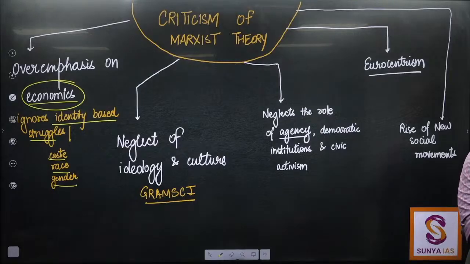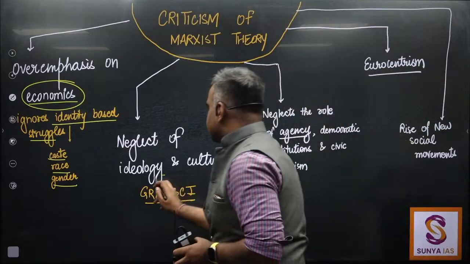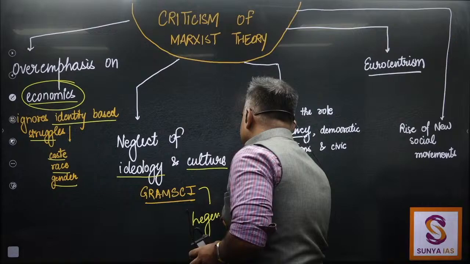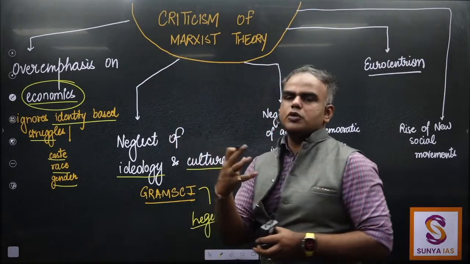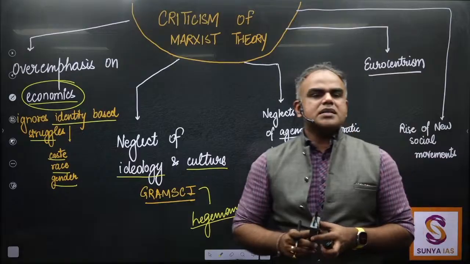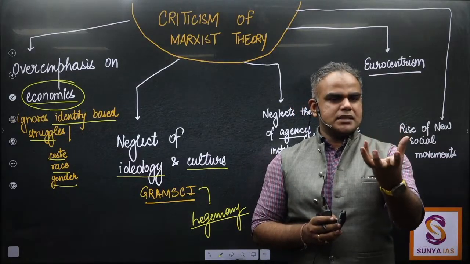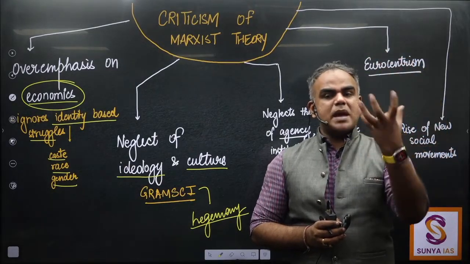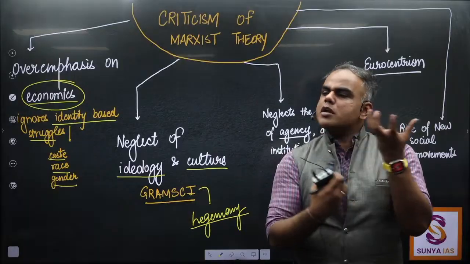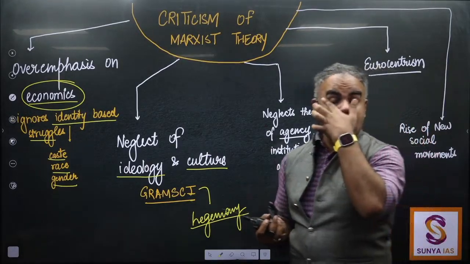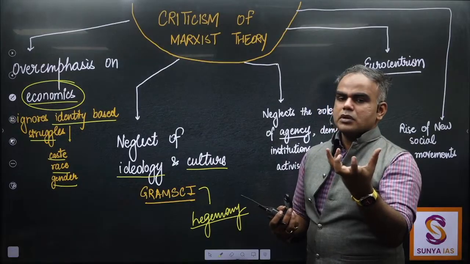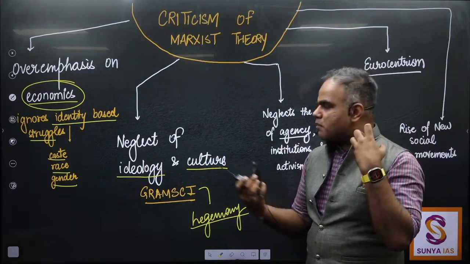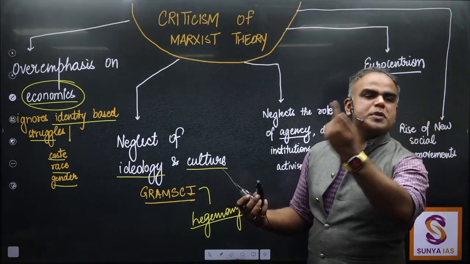Okay, second is neglect of ideology and culture. Now Gramsci gave his theory of hegemony. I'll again talk to you. So see, what did Marx say? You would have heard about Marx: there is a base, that is the structure, and there is a superstructure. And for Marx, what is the base? Base is made from the economic viewpoint. The class which controls the base structure is the economic ruling elite, and it is the base structure for Marx that also governs the superstructure.